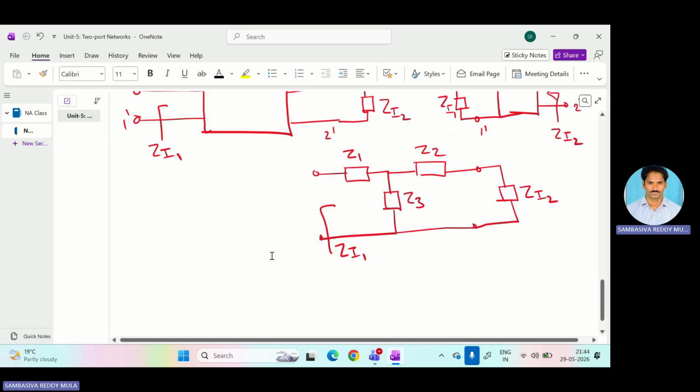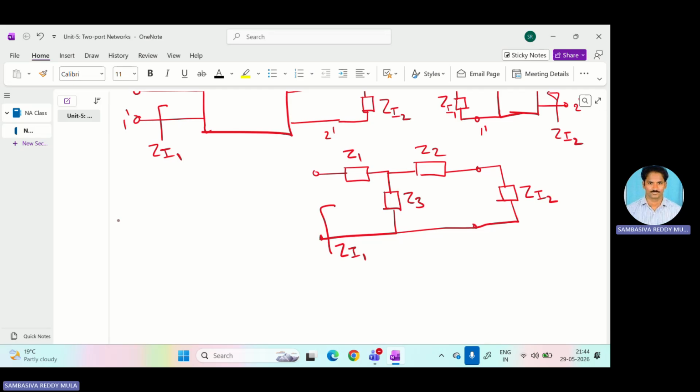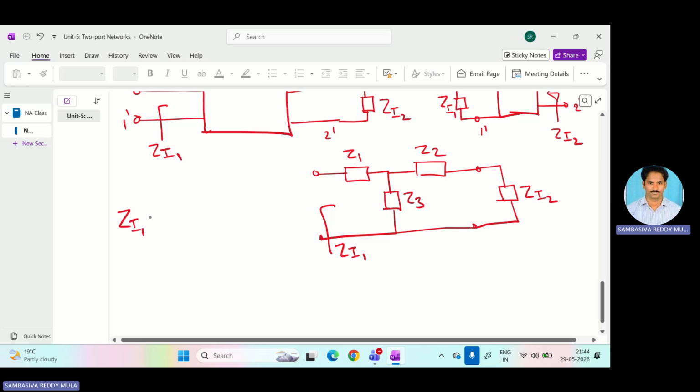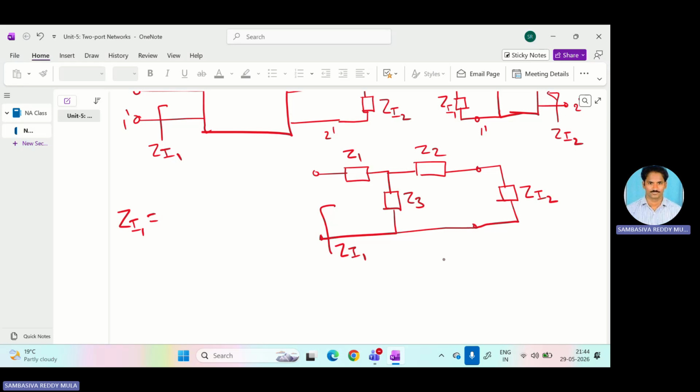Now, if you find the input impedance at these terminals, ZI1 is equal to: here Z2 and ZI2 are in series, like in the iterative impedance case, and in parallel with Z3. That combination is in series with Z1. So this entire combination is Z1 plus Z3 into Z2 plus ZI2 divided by Z2 plus Z3 plus ZI2.